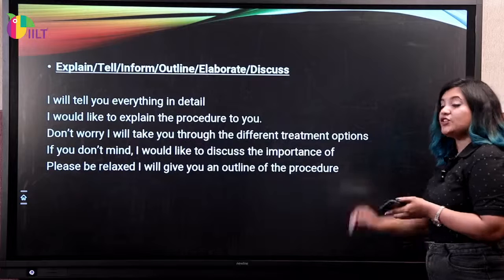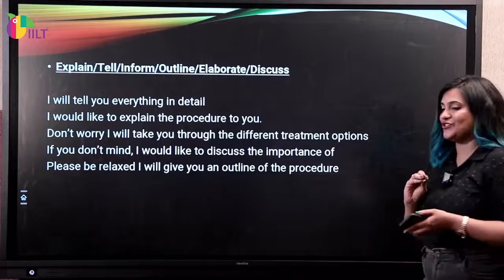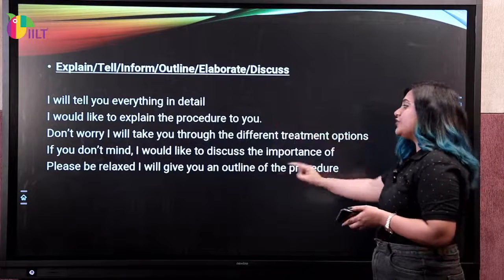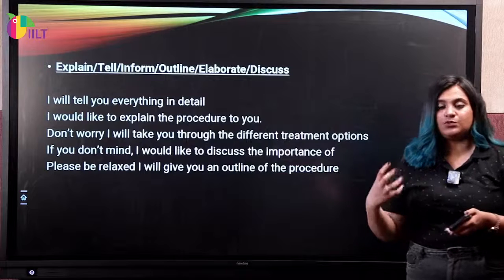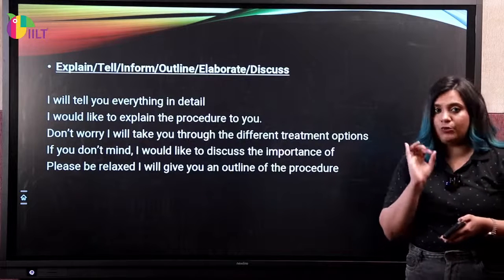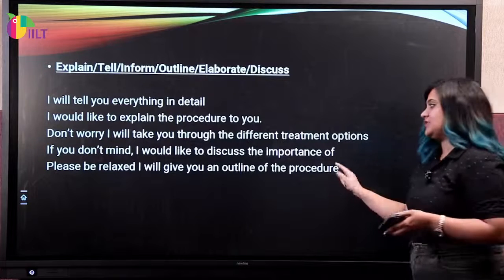Then you can even use this one. Please be relaxed. I'll give you an outline of the procedure. Okay, so as we discussed for the second point here, if your task demands you to explain the procedure to the patient, you can use this one. Please be relaxed. I'll give you an outline, which means that in brief, okay, you will brief it out. So you can use this statement too.